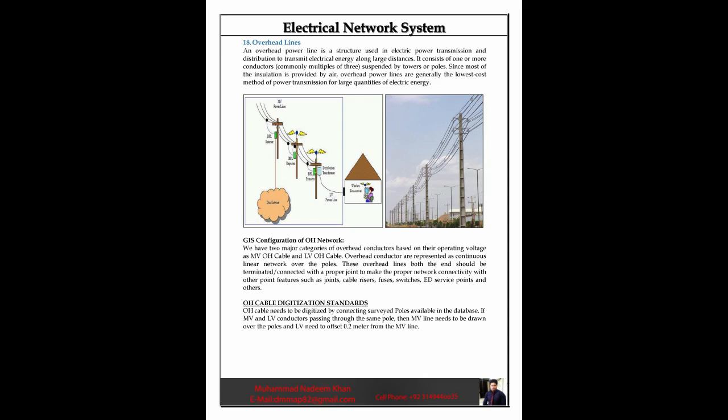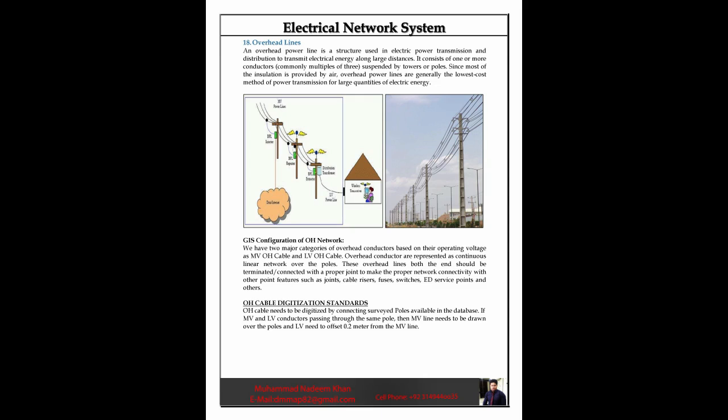18. Overhead lines. An overhead power line is a structure used in electric power transmission and distribution to transmit electrical energy along large distances. It consists of one or more conductors, commonly multiples of 3, suspended by towers or poles. Since most of the insulation is provided by air, overhead power lines are generally the lowest cost method of power transmission for large quantities of electric energy.